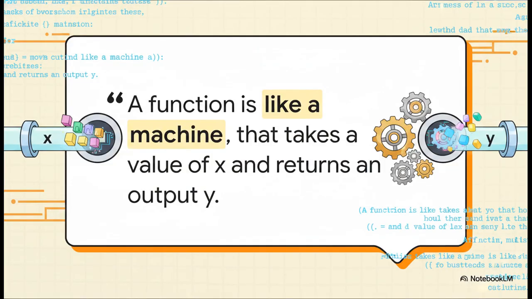Another way I love to think about it is this. A function is like a little machine. You put something in, let's call it an input X, the machine does its thing, and it spits something out, an output Y. It's simple, it's predictable, and it is incredibly powerful.